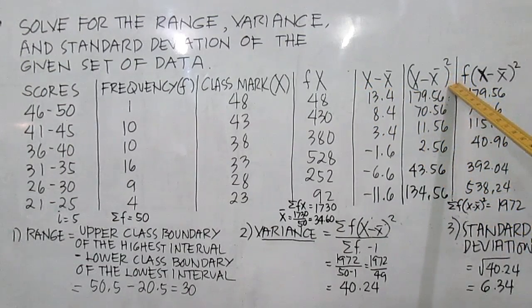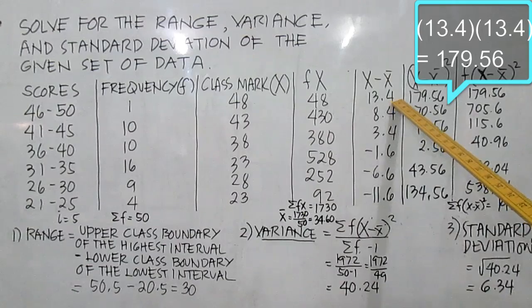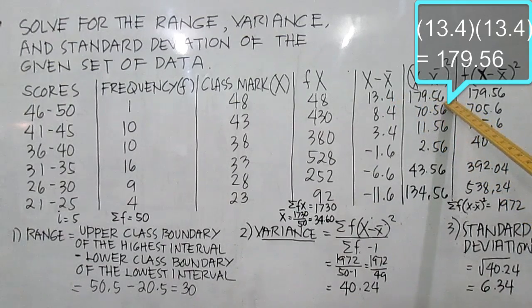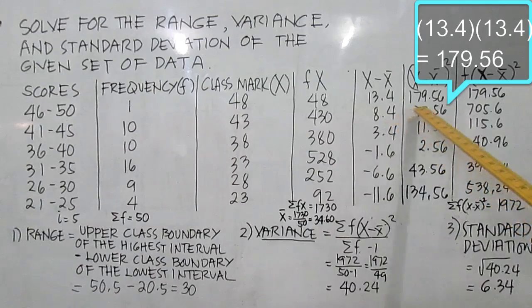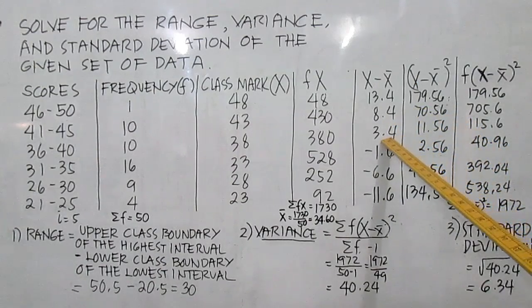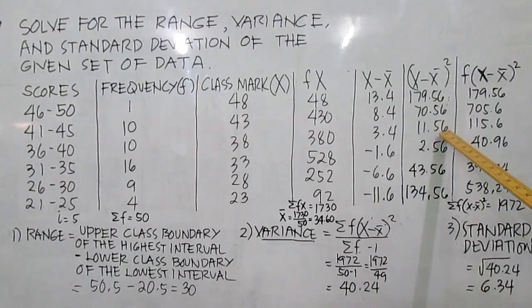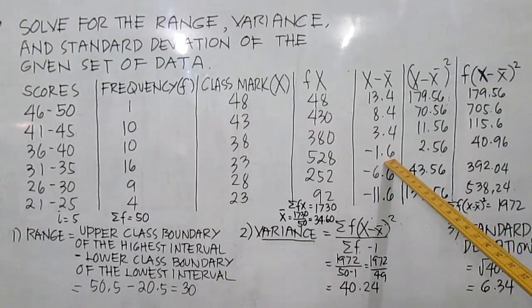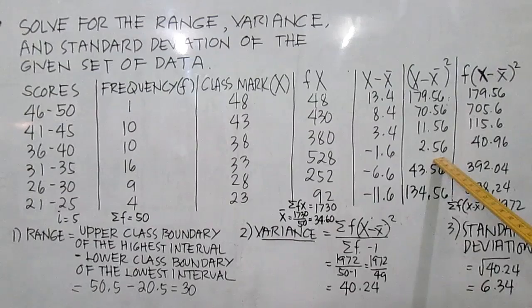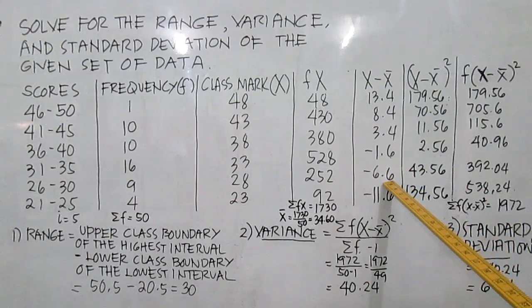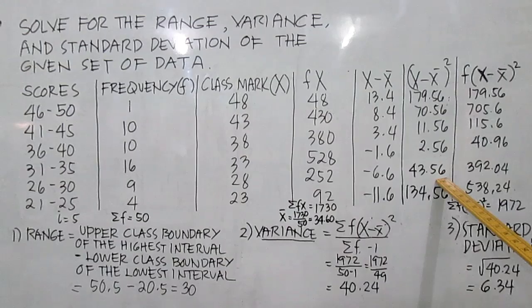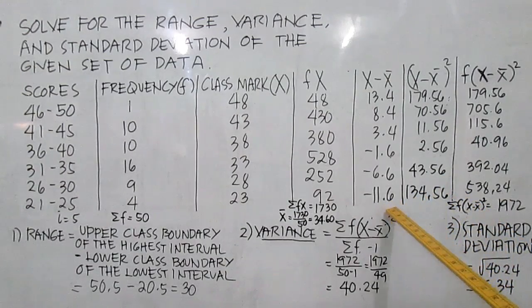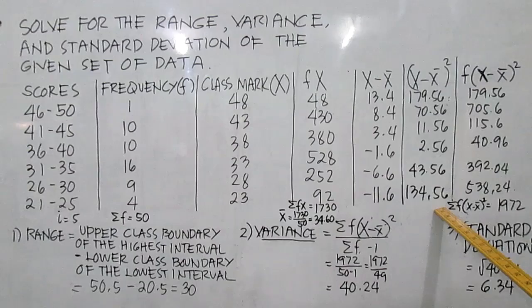Then let us square this difference, and we have these values. 13.4 squared is 179.56. 8.4 squared is 70.56. 3.4 squared is 11.56. Negative 1.6 squared is 2.56. Negative 6.6 squared is 43.56. Negative 11.6 squared is 134.56.